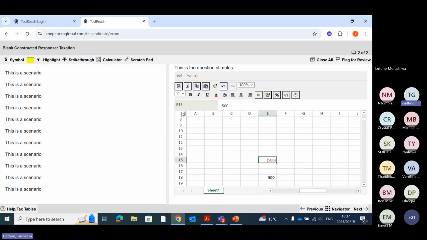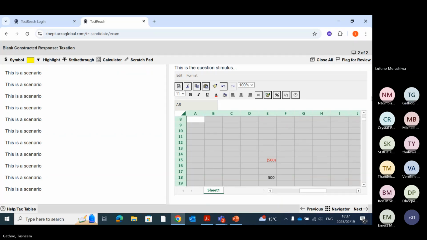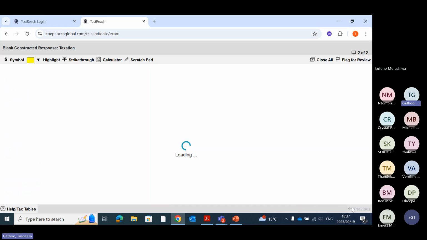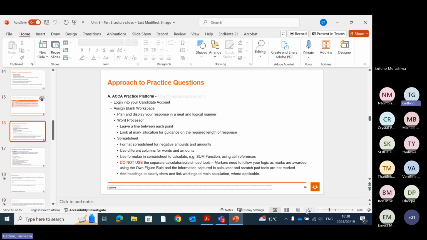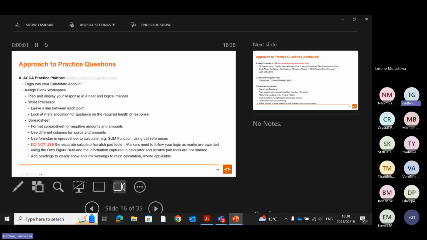Again, you click this icon here at the top. Make sure you do it at the spreadsheet at the beginning so you're not doing it as you go along. Like with the previous one, also go and play around with this functionality to understand what it does. And then you can navigate between different questions by clicking previous, which will take you to your previous question, or if you click next, it will take you to the next question. And I'm going to go out of this to bring us back to our slide deck. We've now spoken about the practice platform.